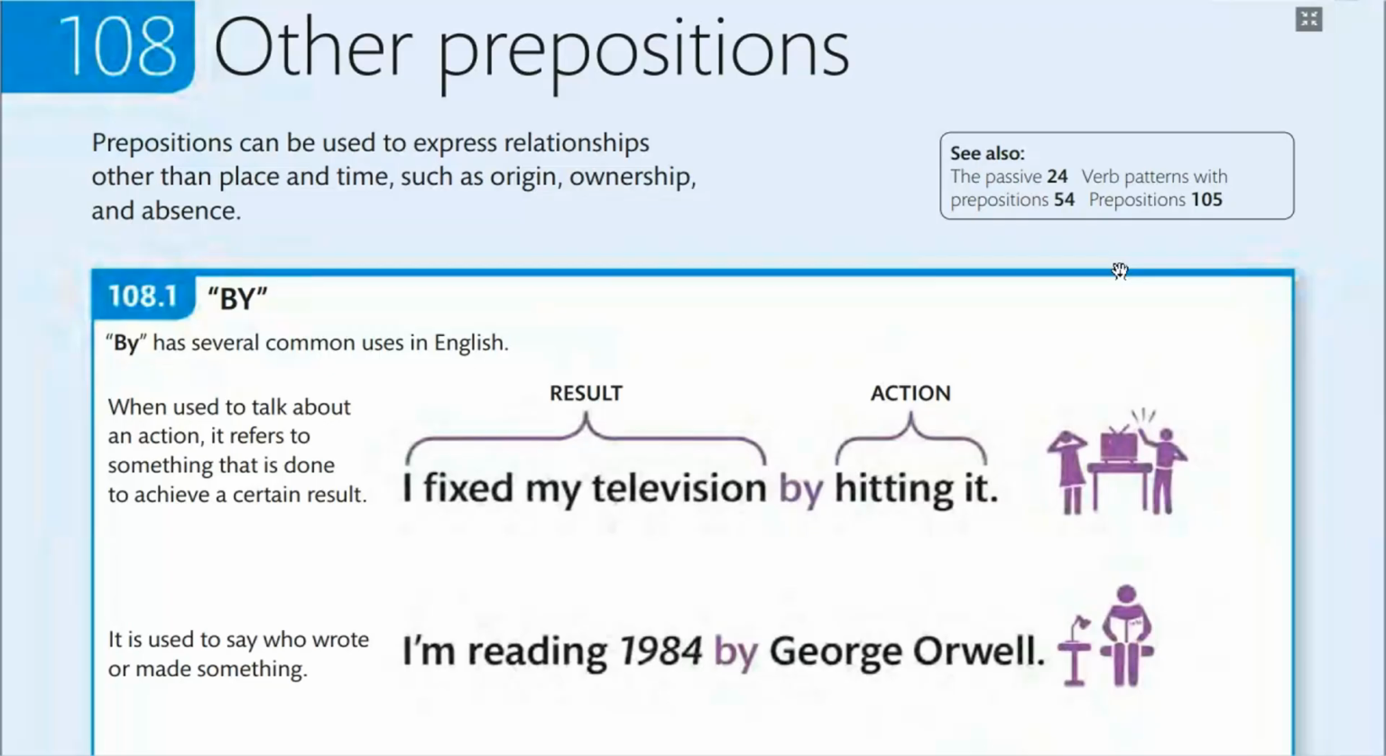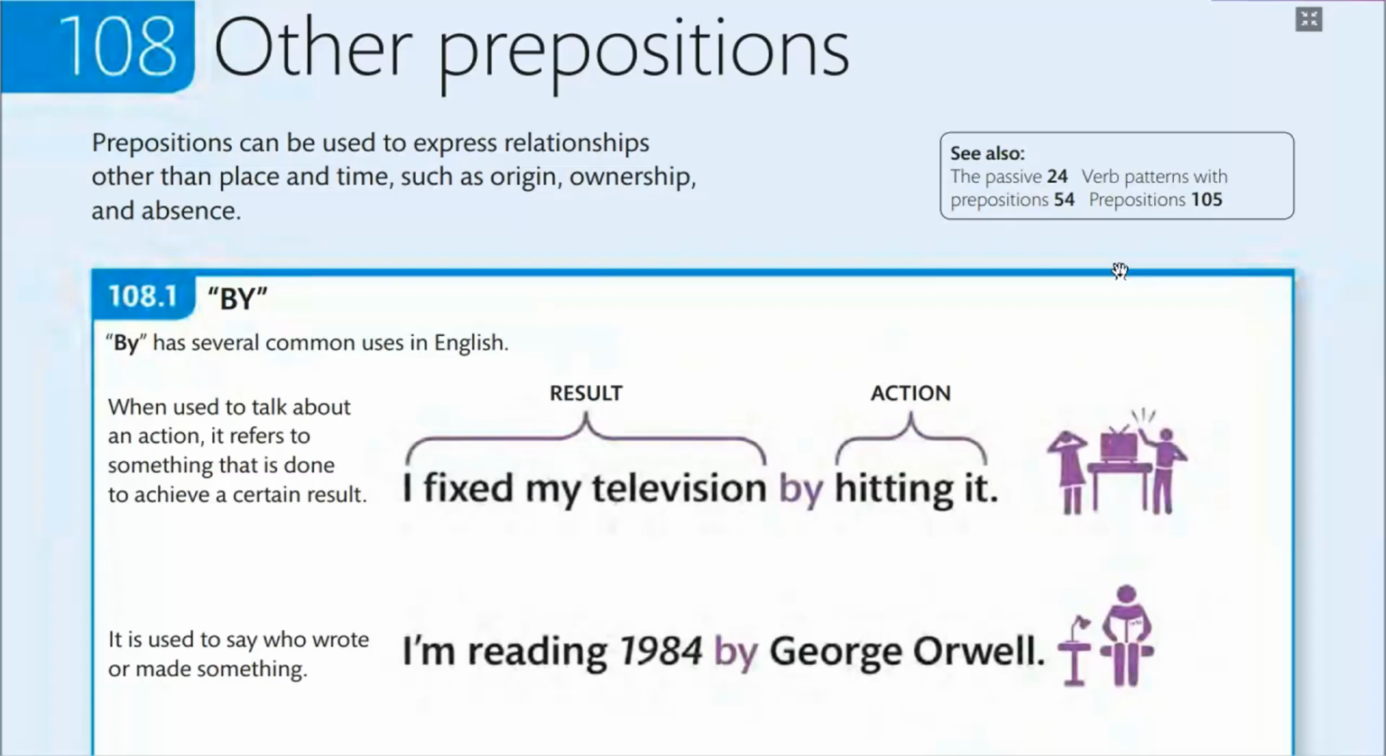Today, we are moving to other types of prepositions, aside from prepositions of place and prepositions of time. We can use prepositions to express origin, ownership, and absence, and this lesson is going to deal with that. Let's take a look at the first one, by.